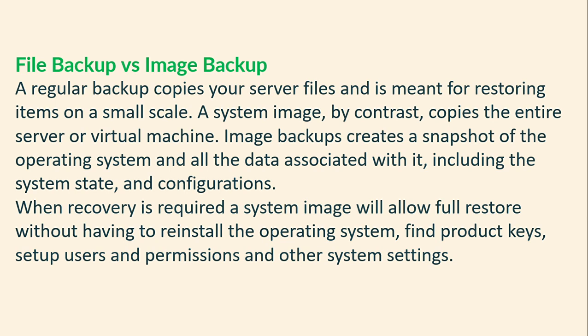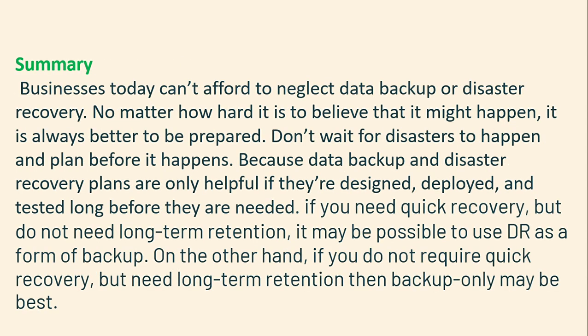A regular backup copies your server files and is meant for storing items on a small scale. A system image, by contrast, copies the entire server or virtual machines. Image backups create a snapshot of the operating system and all the data associated with it, including the system state and configuration. When recovery is required, a system image will allow a full restore without having to reinstall the operating system, find product keys, set up users and permissions, and other system settings.